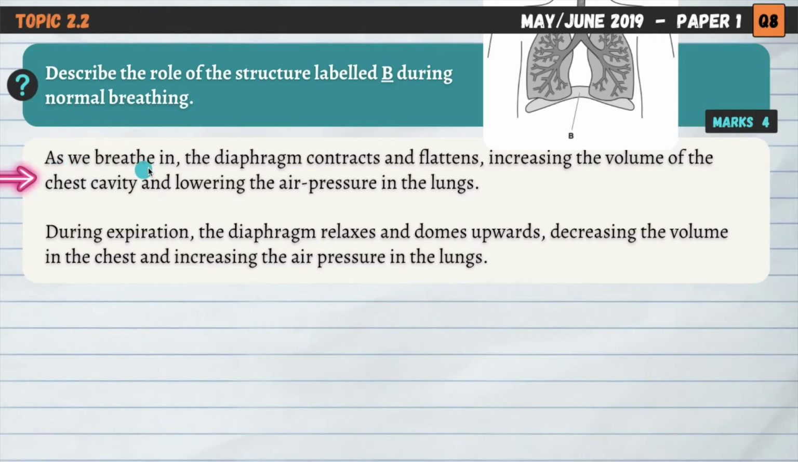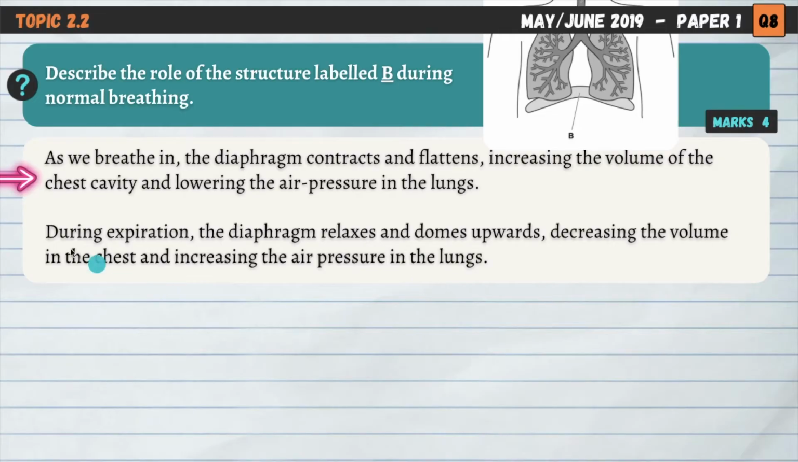Okay, so inspiration first. As we breathe in, the diaphragm contracts and flattens. That means it moves downwards essentially. From a domed position here, it's going to move downwards to a flattened position. This increases the volume of the chest cavity, which you could see if the diaphragm were to move down there and flatten, it would increase the area or volume inside the chest cavity where the lungs sit. And this lowers the air pressure in the lungs, which of course enables higher pressure atmospheric air, so from the outside atmosphere, to rush into the lungs.